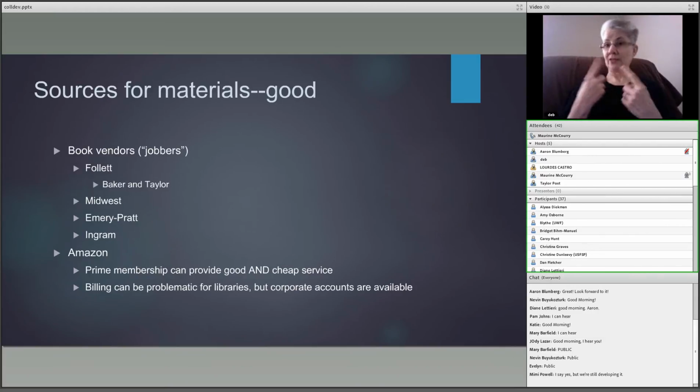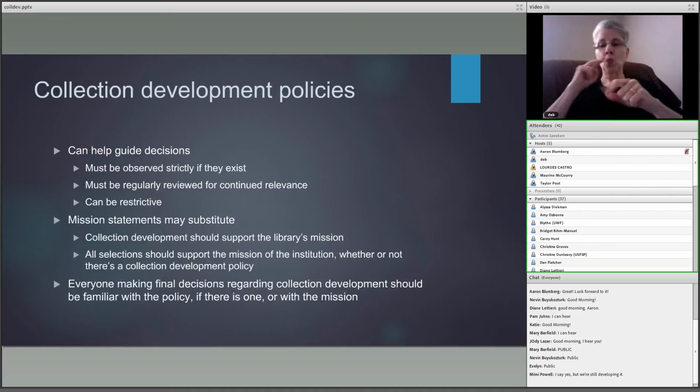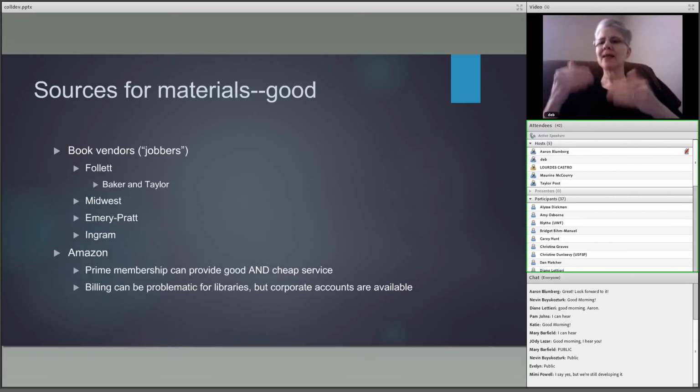Any questions about collection development policies before I move on? As I say, please feel free to ask questions as I move through this, and I will try to keep an eye on them. I'll go ahead, but I can always go back too if you have questions.